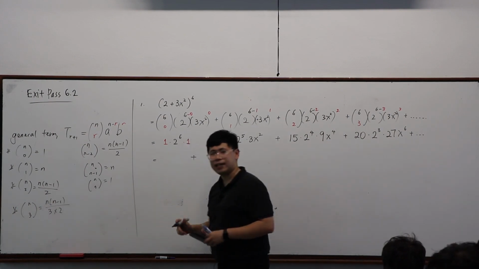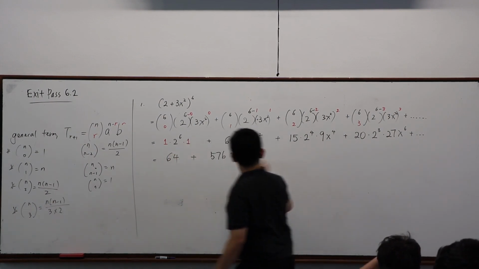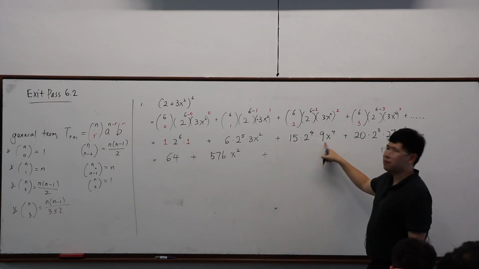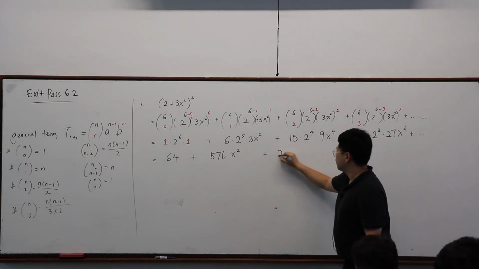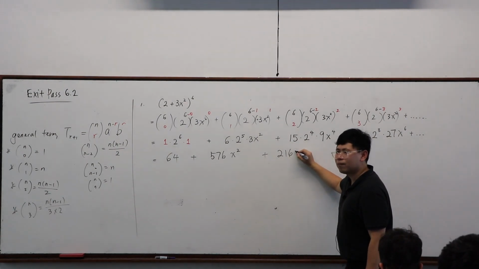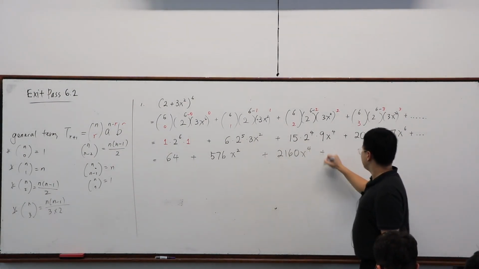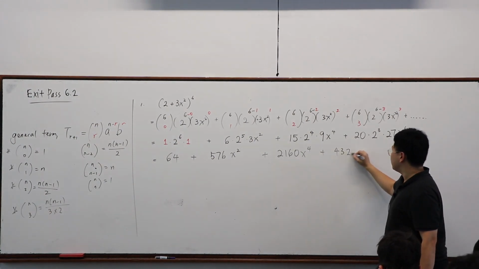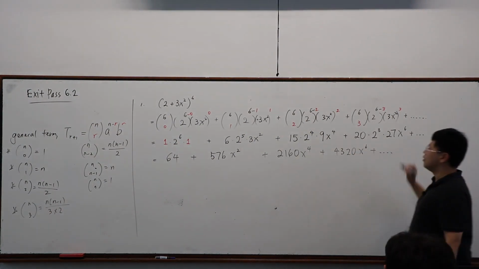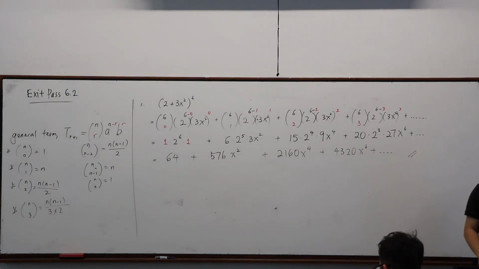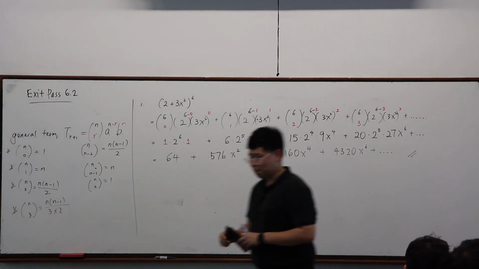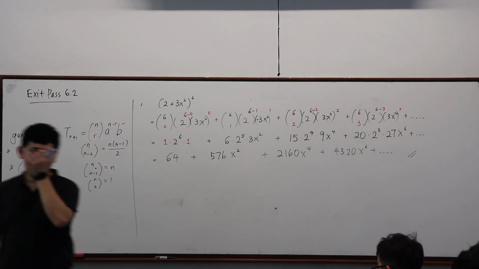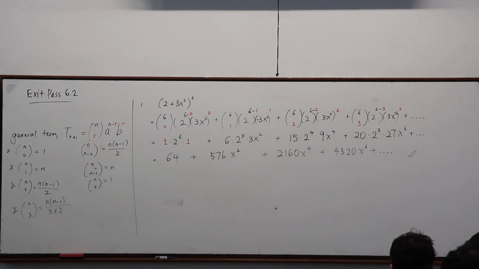This one 2 power 6 is 64. Okay, 15 times 2 power 4 times 9. Okay, 20 and this. 4320x power 6. Okay, so this is our answer for the first question. Yeah? Correct if I put it in the calculator correctly.